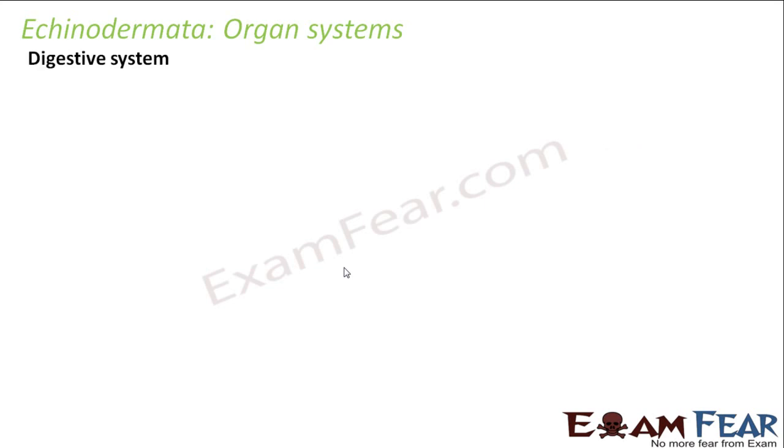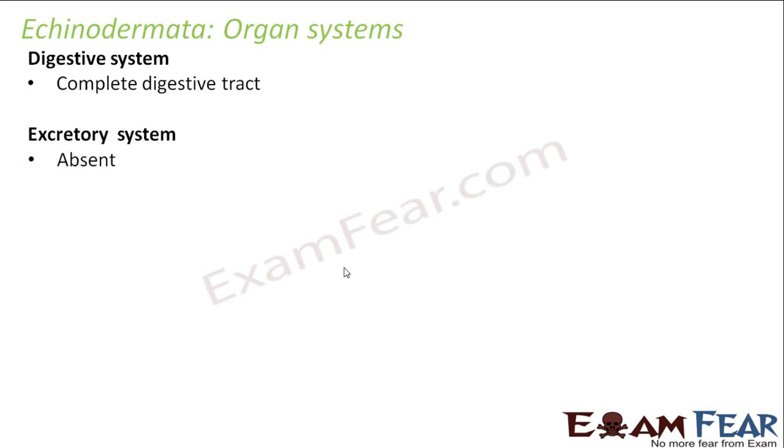We will start with the digestive system. They have a complete digestive tract. They have a mouth and an anus for ingestion and egestion separately. The mouth is located at the lower side, whereas the anus is located at the upper side. Talking about the excretory system, it is absent in Echinodermata. There is no special excretory system.